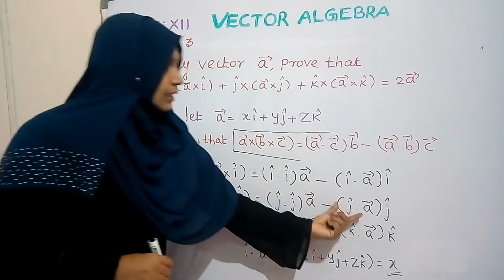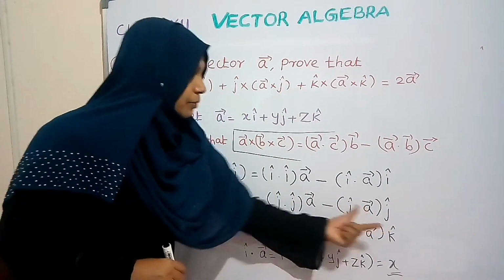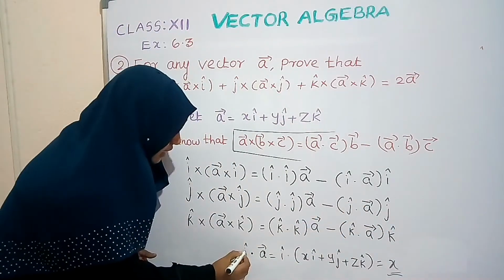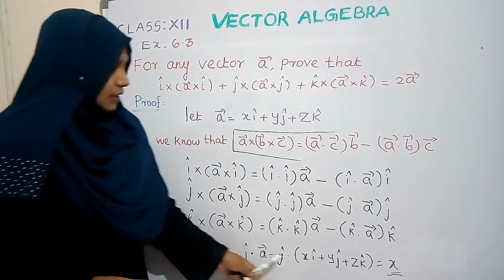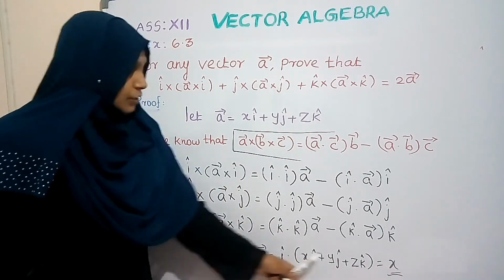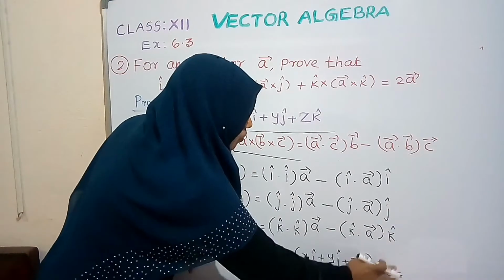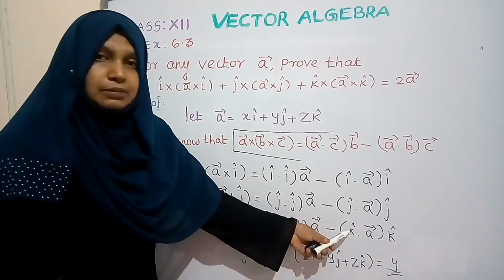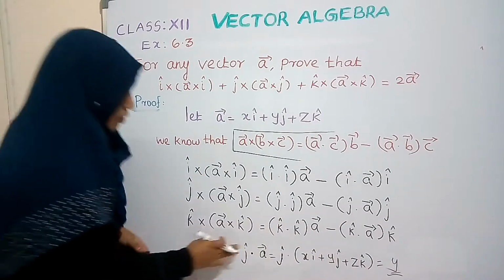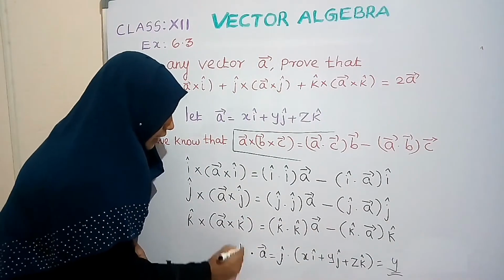Suppose in the second term j cap dot A vector. So if it is j cap here, then you should multiply with y j cap. So 1 into y, the answer becomes y. Understood? And then the third term, k cap with A vector. So this becomes k cap.